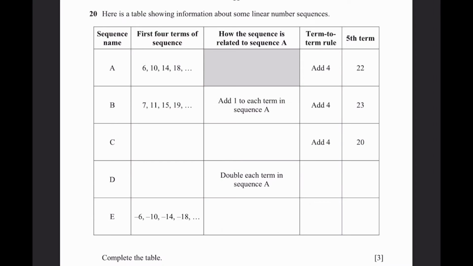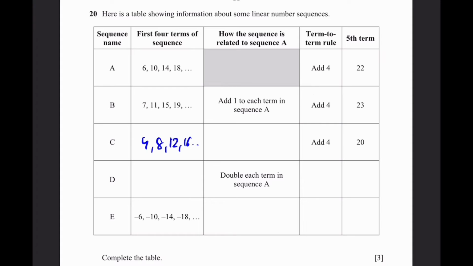Now we can go to another question, 20. Here is a table showing information about some linear number sequences. Sequence name, first 4 terms, how the sequence is related to sequence A, term-to-term rule, and 5th term are given. Complete the table. So row B, fully completed. Row C, we are doing. So the 5th term is 20, and the term-to-term rule is add 4. So the sequence will be 4, 8, 12, 16, only then, when we add 4, we'll get the 5th term, 20.